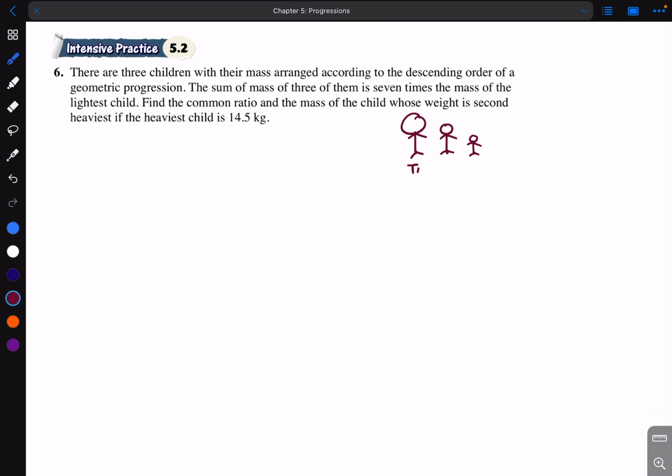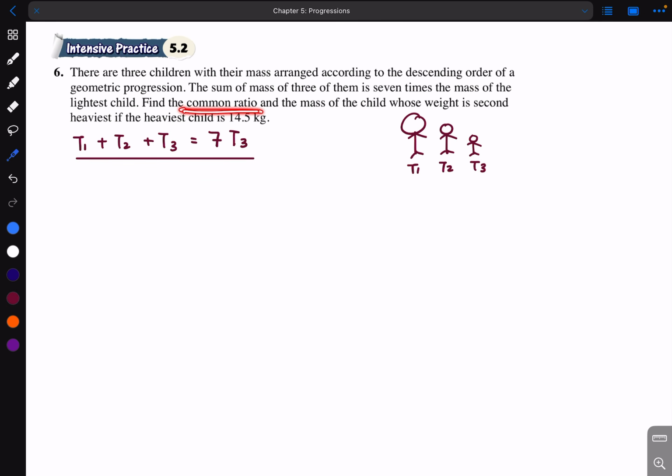So this is T1, T2, T3. The sum of mass of 3 of them is 7 times the mass of the lightest child. So we can say the sum of these 3, T1 plus T2 plus T3, is 7 times the mass of the lightest child, which is T3. This is one piece of information we have now.